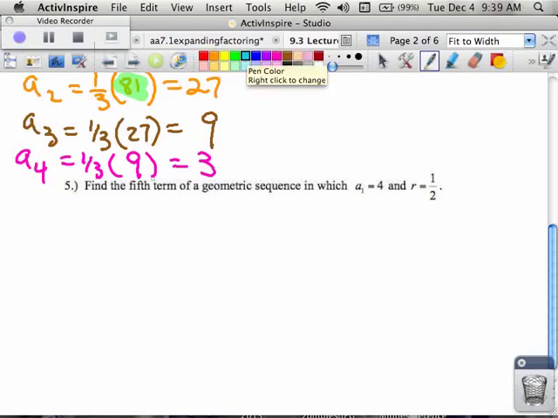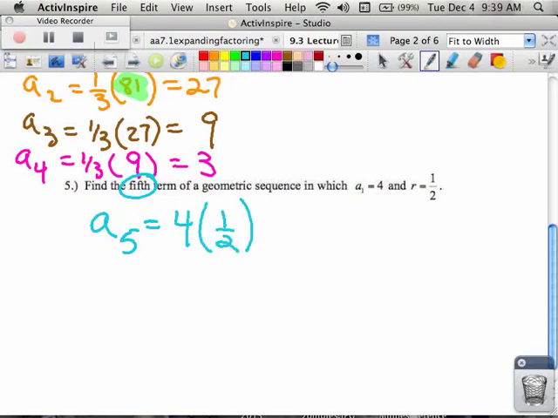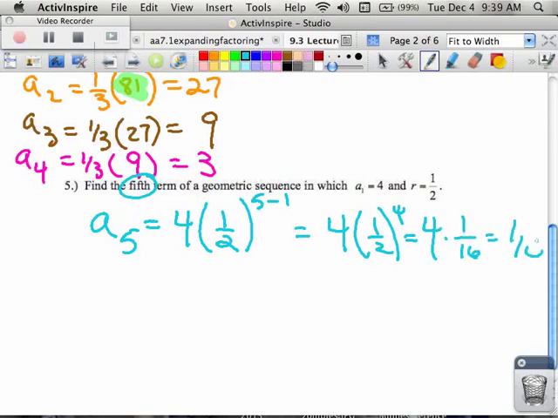If I'm trying to find the 5th term, that means that my a sub 5 term will be equal to my a sub 1 term, which is 4, times the common ratio to the 5 minus 1. Or in other words, I'm talking about my first term times the common ratio to the 4th power. So this is 4 times 1/16, or in other words, 1/4. Now you could type that in your calculator if this is on a non-calculator portion of the test. But what you need to know is there are multiple ways to do this problem.